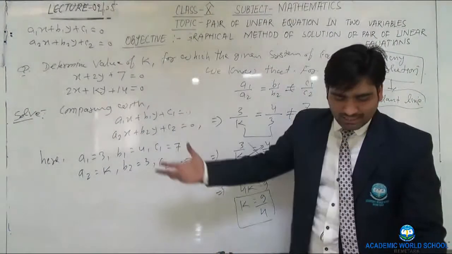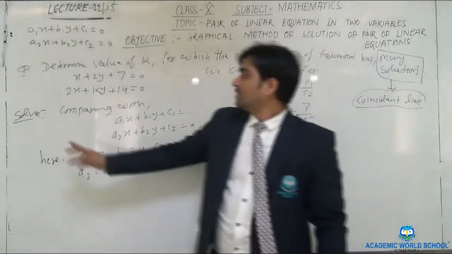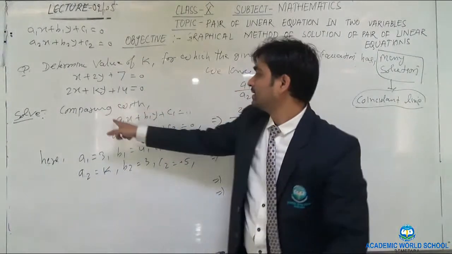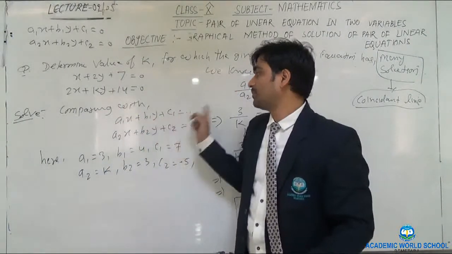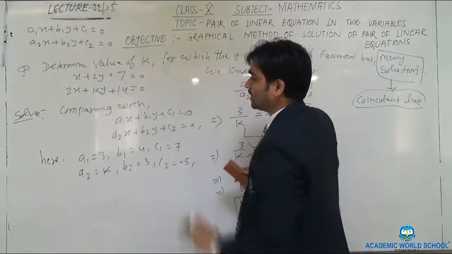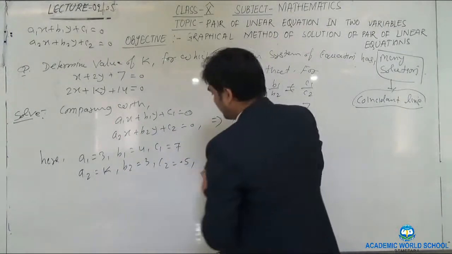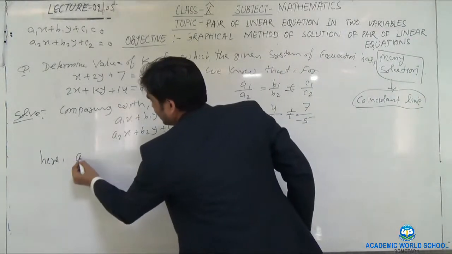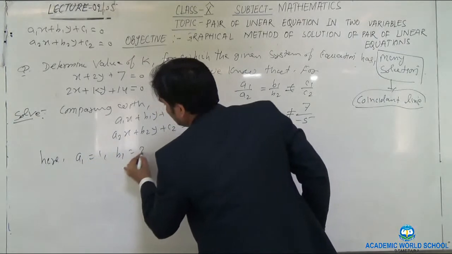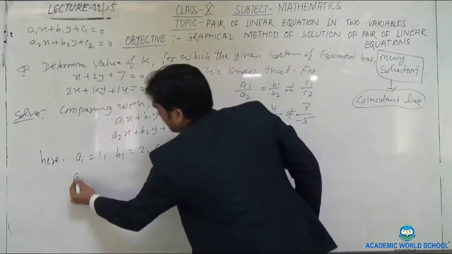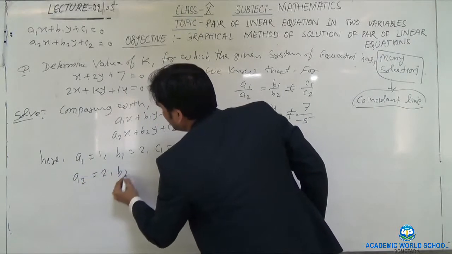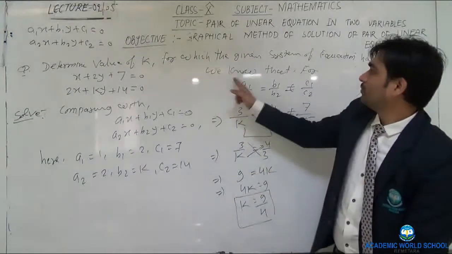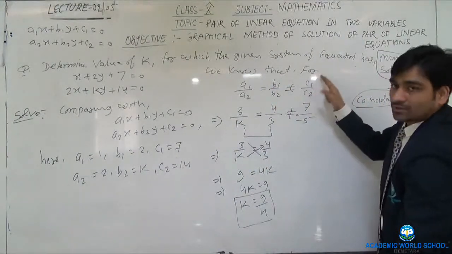So the same procedure we have to follow. First we will compare with the standard form. Comparing with a1x plus b1y plus c1 is equal to 0 and a2x plus b2y plus c2 is equal to 0, all the values of a1, b1, c1, a2, b2, c2 will change. So here a1 is 1, b1 is 2, c1 is 7, and a2 is 2, b2 is K and c2 is 14. Correct?